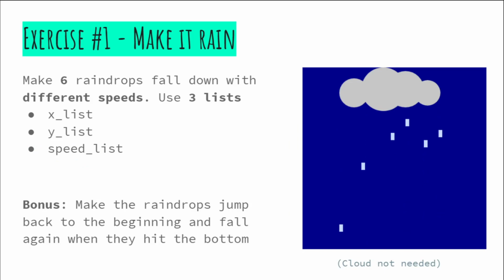And that brings us to exercise 1 for the evening. We would like you all to make 6 different raindrops that will fall down with all different speeds. And those should use 3 lists, 1 to store the X position, 1 to store the Y position, and 1 to store the speed.